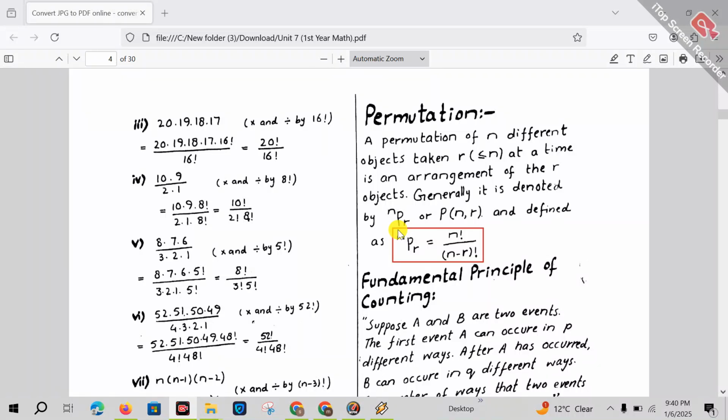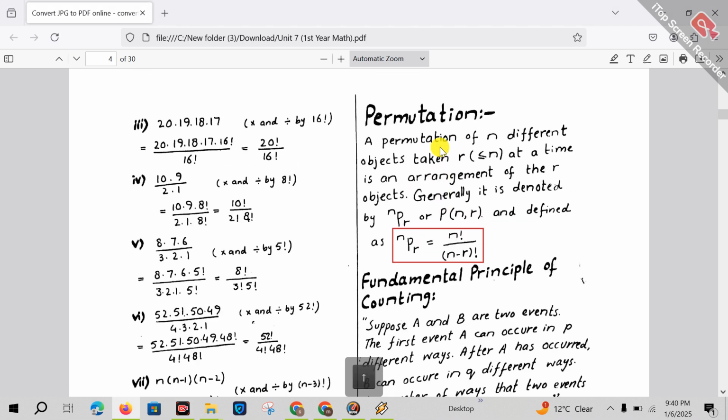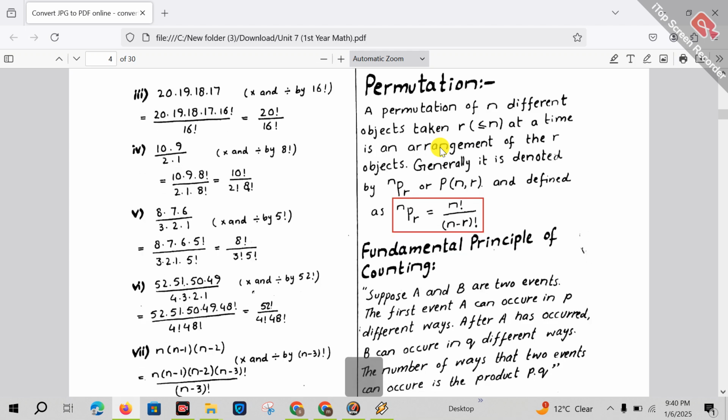Dear friends, we will discuss today the concept of permutation. So, first of all, we will try to learn the concept of permutation. So, what is the definition of permutation? This is a very easy concept. You can understand it very easily.